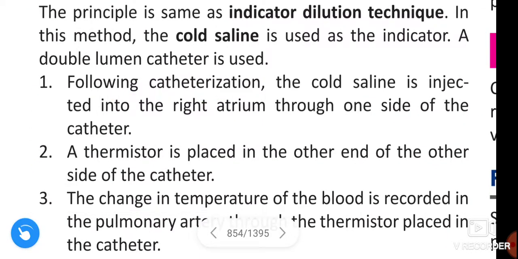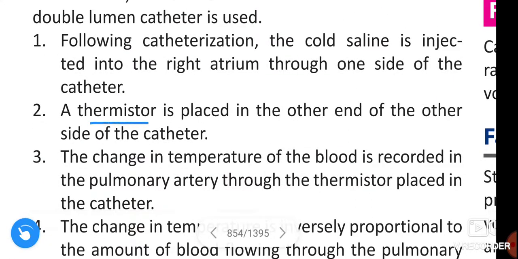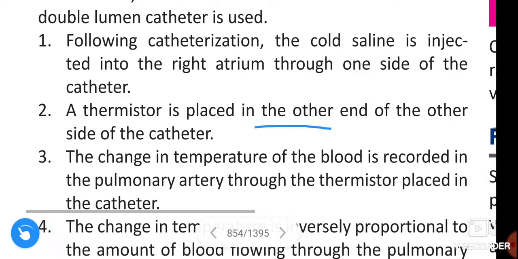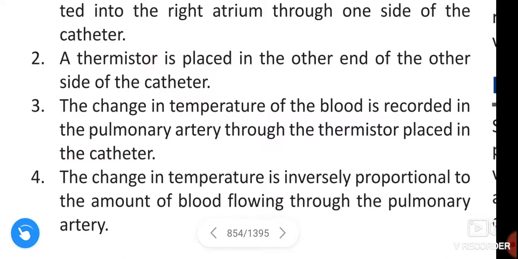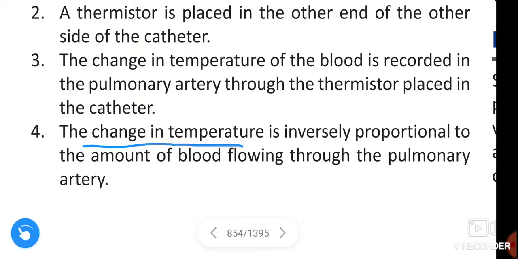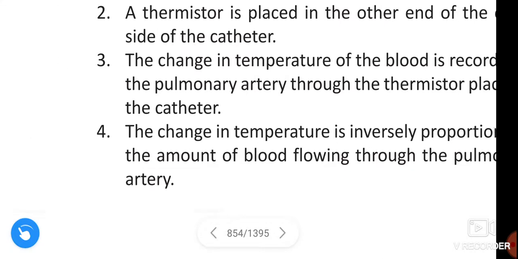Following catheterization, the cold saline is injected into the right atrium through one side of the catheter. The thermistor is placed at the end of the other side of the catheter. The change in temperature of the blood is recorded in the pulmonary artery through the thermistor placed in the catheter. The change in temperature is inversely proportional to the amount of blood flowing through the pulmonary artery.